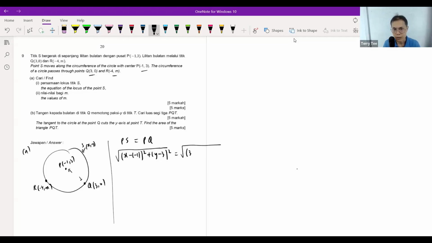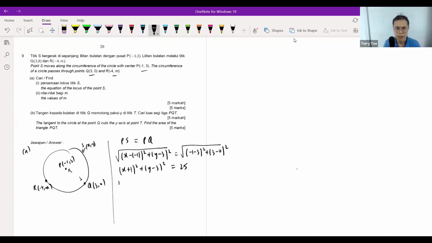You can write minus 1 minus 3. I'll just write minus 1 minus 3. Then (minus 1 minus 3) squared and (3 minus 0) squared. So let's simplify this. This is (x plus 1) squared plus (y minus 3) squared. This is negative 4 squared, which is 16. 16 plus 9, 3 squared is 9, which is 25. Square root of 25 will be 5. But I'm going to square both sides directly to get rid of the square root. The square root disappears.